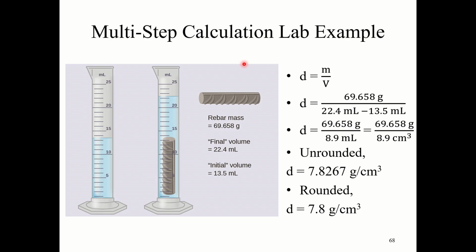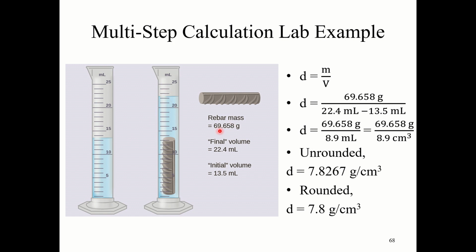Let's look at a multi-step calculation lab example. So one of the first labs we're going to do, measurements and density of a solid, is you're going to attempt to figure out the density of a solid based upon Archimedes' principle. So I've got water in a graduated cylinder, and I've got this regularly shaped solid, and I want to determine what the volume of this solid is. So to do that, I'm going to take the solid, place it in the graduated cylinder, and then figure out the volume based upon how much water it displaces. So my initial volume is 13.5 milliliters. The final volume after adding the rebar is 22.4 milliliters.